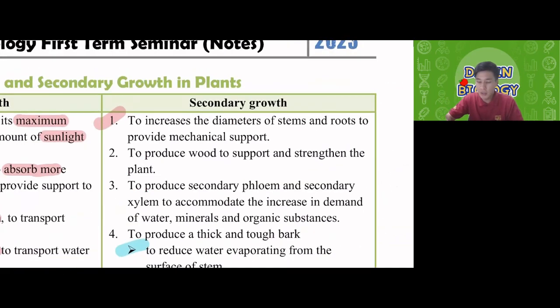And secondary, same as just now, is to increase diameter. As you become thicker, you'll be more stable. And other than that, it's not just becoming thick to increase the base area, but as you become thick, you have wood, which makes you also stronger.